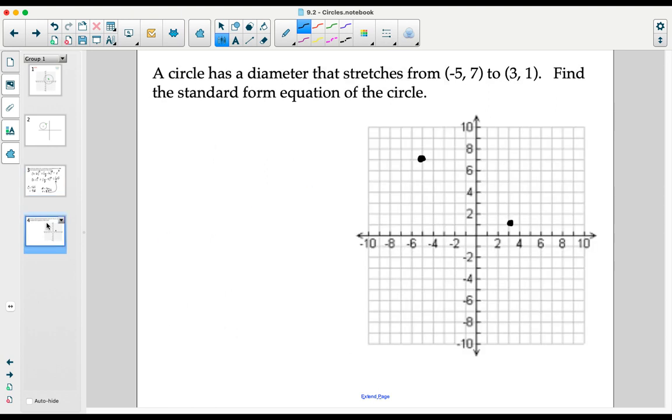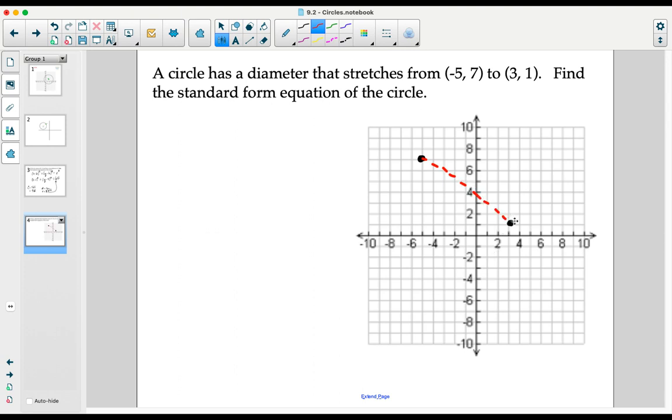In another example that we can look at, a circle has a diameter that stretches from (−5, 7) to (3, 1). Find the standard form equation of the circle. Well, we are given neither the center of the circle, nor are we given the radius of the circle. All we know is that there is a diameter that stretches from (−5, 7) to (3, 1).